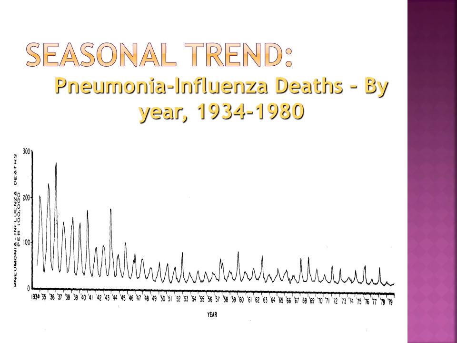So we found that these are graphical representations of the seasonal trend of pneumonia and influenza deaths from the year 1934 to 80. See, the peaks are quite high in the earlier years, and it comes down over the years and gradually comes down.